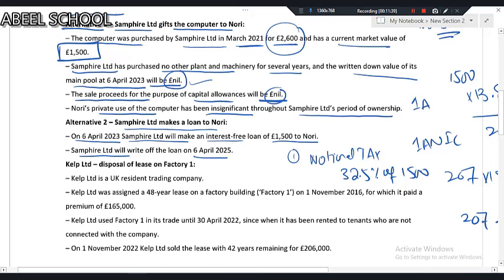So repeat, since Noori is not the only employee of the company, he is also a shareholder of the closed company. So when the closed company gives 1,500 as a loan to Noori, then the organization will have to pay notional tax of 32.5% of the 1,500. Second, when the company will write off this loan, then this notional tax charge will be repaid to the company. Another thing, when the company is going to write off this loan, it will be treated as a dividend payment, and on a dividend payment, no corporation tax issues will arise.